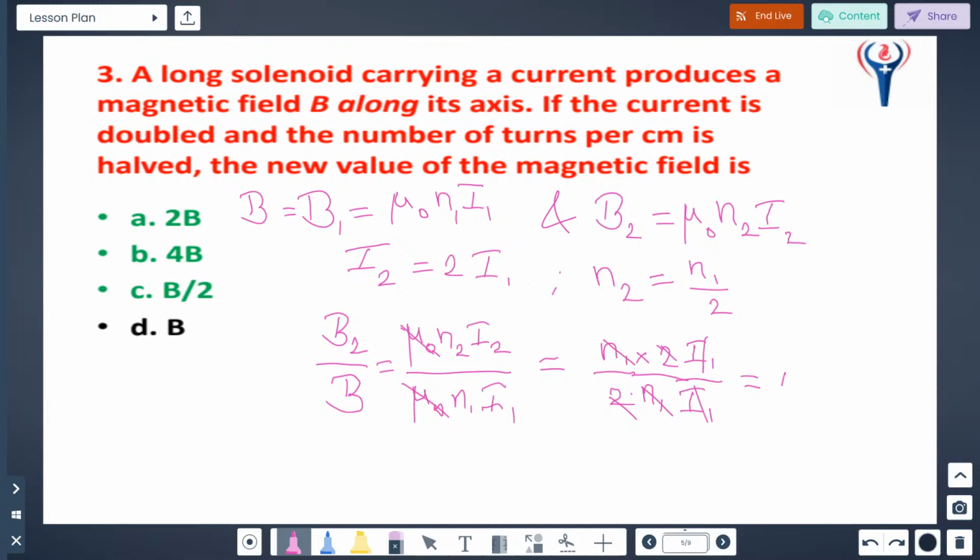B2 by B equal to 1, then B2 equal to, yes, B2 by B1 or B2 by B equal to 1, B2 equal to B, 1 times of B, that is option D. Option D is the correct answer. Let's move to fourth problem.